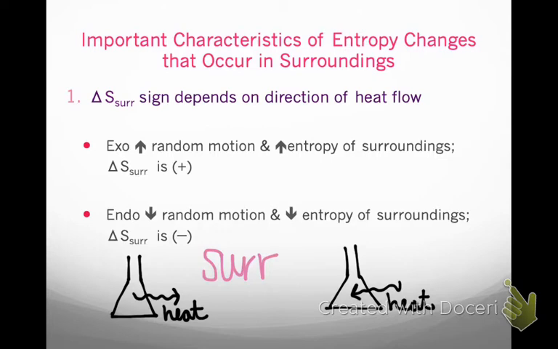Now, if I look at an endothermic reaction where heat is being absorbed, or heat is going into the system from the surroundings, that means the motion of molecules is going to decrease, and this is going to decrease the entropy of the surroundings, and so delta S of the surroundings is going to be negative. So that's one important characteristic, and on the next slide we're going to look at the second.